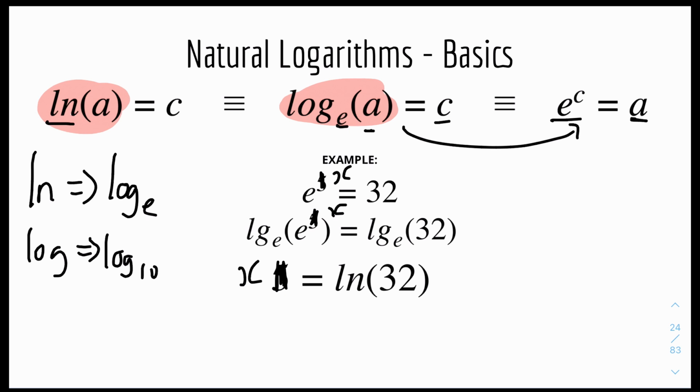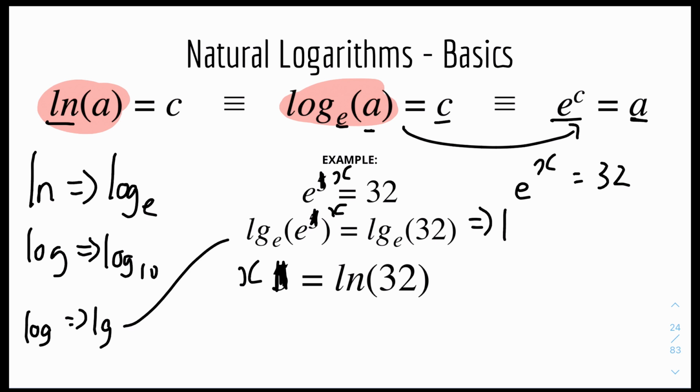So we have, let's just rewrite it over here so it's more clear. e to the power of x equals 32. So we're trying to solve for x, right? So we're going to take log base e to both sides so that we can cancel out the e on the left hand side. So it'll be log, you can write it as lg as a short form. So it'll be lg base e of e to the x equals lg base e of 32.